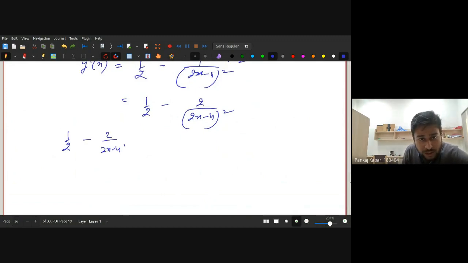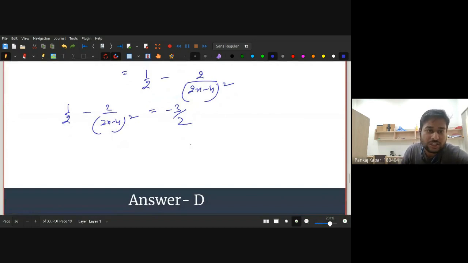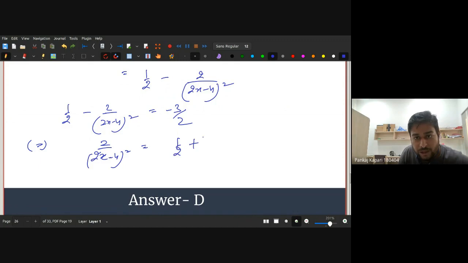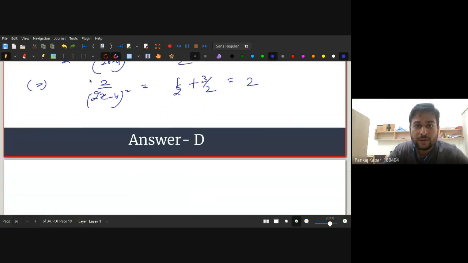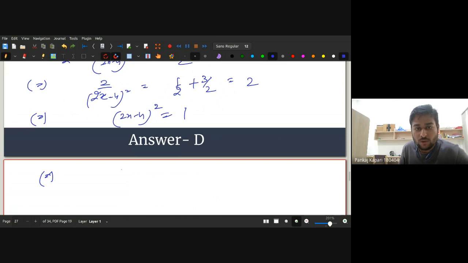Half minus 2 by 2x minus 4 whole square is equal to minus 3 by 2, and let's find out the value of x. So these are equal if and only if 2 by 2x minus 4 whole square is equal to half plus 3 by 2. What is half plus 3 by 2? This is 4 by 2, which is just equal to 2, right? So this holds if and only if 2x minus 4 whole square is equal to 1. This equation holds if and only if 2x minus 4 is equal to plus minus 1, right?